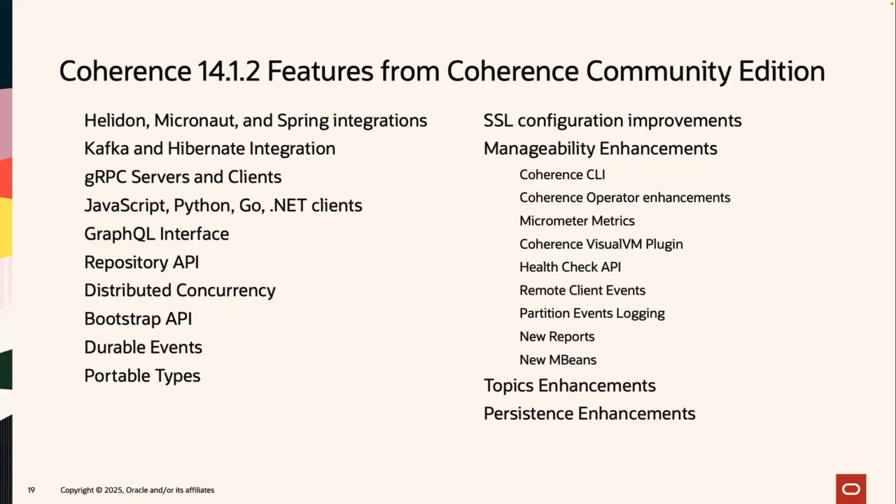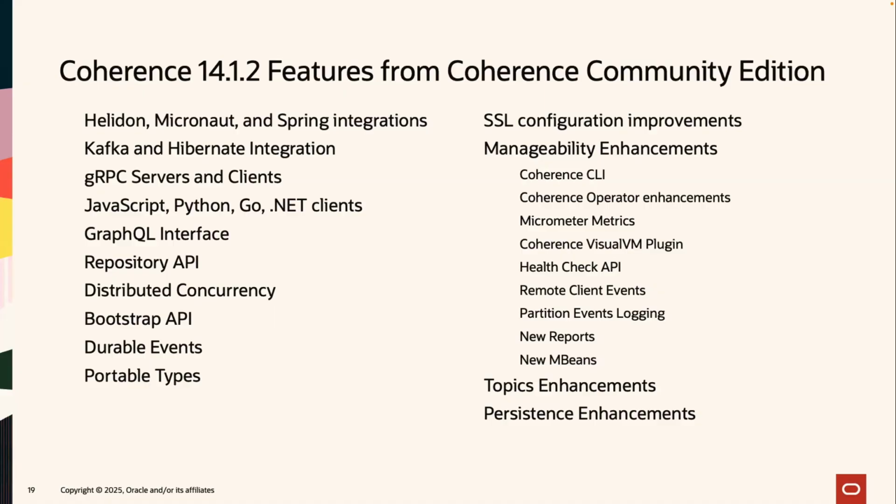And since about 2021, we've delivered a series of new releases of Coherence technology in open source that deliver capabilities like integration with microservices frameworks like Helidon, Micronaut, Spring, integration with other enterprise Java or microservices technologies like Kafka and Hibernate, support for protocols like gRPC, support for a variety of clients, and another broad set of capabilities, including a new command line interface for managing your Coherence deployments.